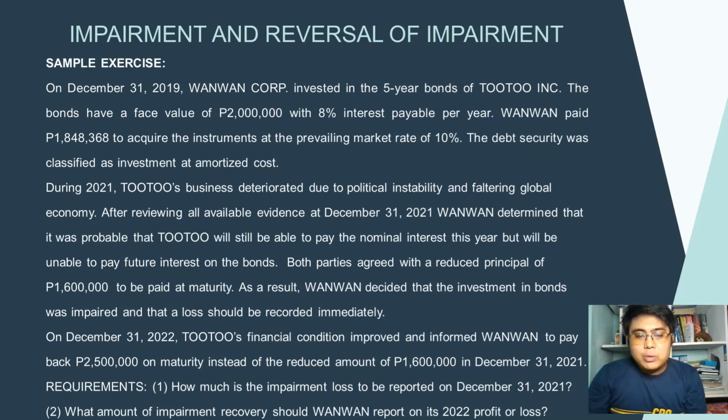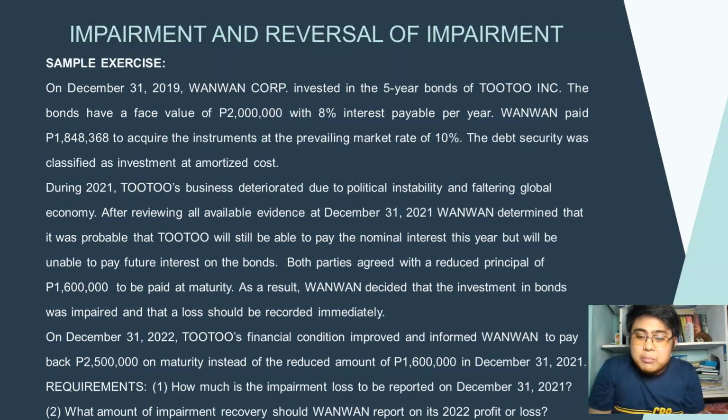Then, on December 31, 2022, Tutu's financial condition improved and informed 1-1 to pay back 2.5 million on maturity instead of the reduced amount of 1.6. Sir, bakit lumagpas? Diba ang face value 2 million lang? So, I assume kaya 2.5 ang babayaran na lang ni Tutu, siguro para bayad na lang sa inconvenience na binigay niya kay 1-1 at para siguro bayad ng utang na loob kasi pumayag si 1-1 nung una na bayaran na lang yung utang ng 1.6. So, si Tutu masyadong mabait, sabi niya 2.5 na lang, bayad ko sa abala, kumbaga.